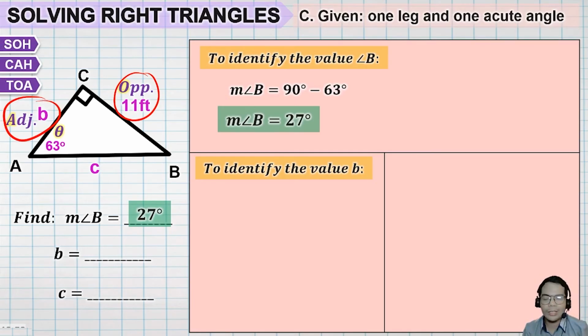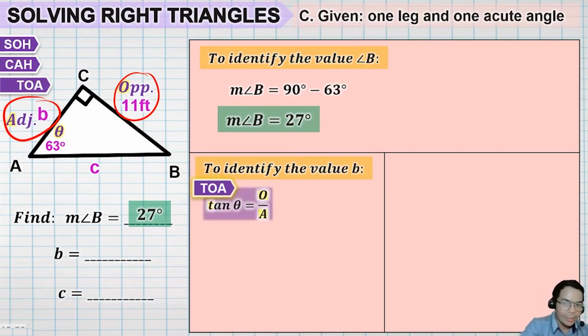Among the three basic trigonometric ratios, sine, cosine, and tangent, anong gagamitin natin? Si SO, si CAH, o si TOA? Kasi we have the opposite and the adjacent side. So, kuhain natin yan. That means we'll be using the tangent function. So, tangent theta is equal to opposite over adjacent.